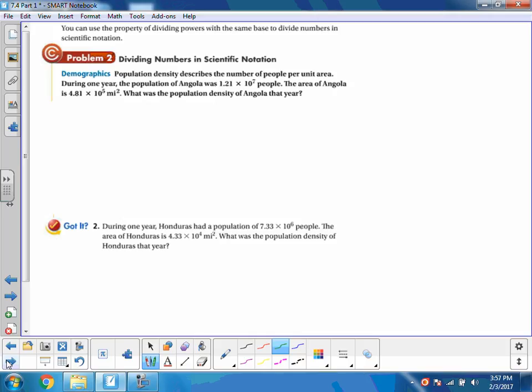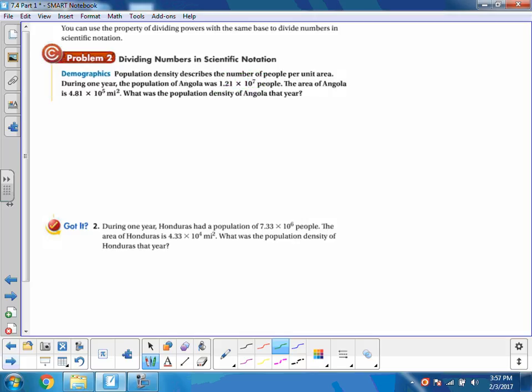You can use the property of dividing powers, so it's like the quotient rule, in scientific notation. Woo, I know you guys like that. A couple key things about scientific notation. Remember, this number needs to be between 1 and 10, and it's times 10, and you have an exponent. Positive exponent is big, negative exponent is really, really little. So let's see what we've got to do.